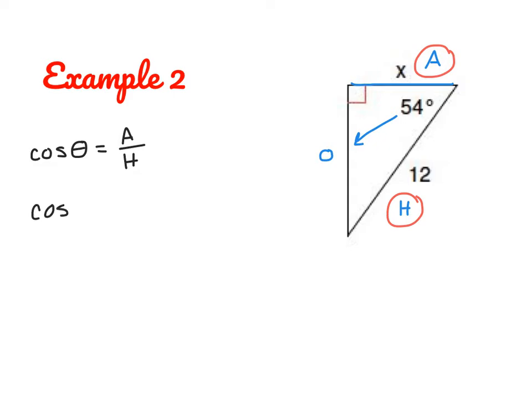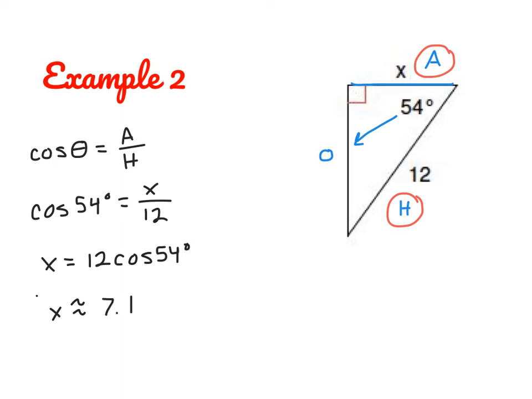Then we can say the cosine of 54 degrees equals x, which is our adjacent side, over 12, which is our hypotenuse. Then we can multiply both sides by 12, and we get 12 times the cosine of 54 degrees. From here, we're just going to use our calculator to get a decimal approximation, and you get 7.1.